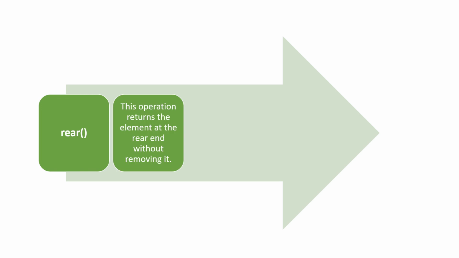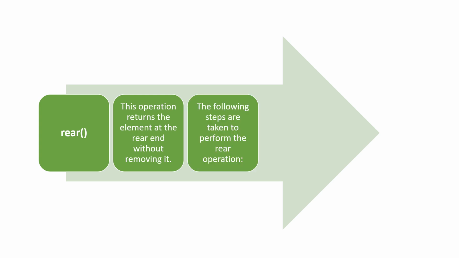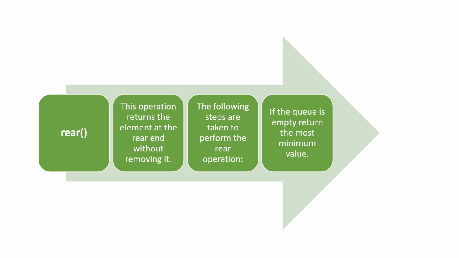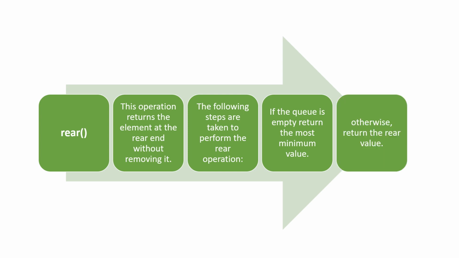The rear operation also returns the element at the rear end without removing it. Following are the steps taken. If the queue is empty, return the minimum value. Otherwise, return the rear value.